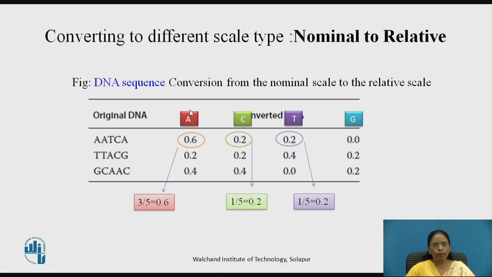If we check for T, T is again a single alphabet in this sequence, so it comes to be 1/5. 5 is the total number of alphabets in the sequence, so it is 1/5, which is 0.2. If I check for G, G is not available in the sequence, so it goes to be 0. Likewise, we can fill all other values. You can verify all other values in the other sequences.